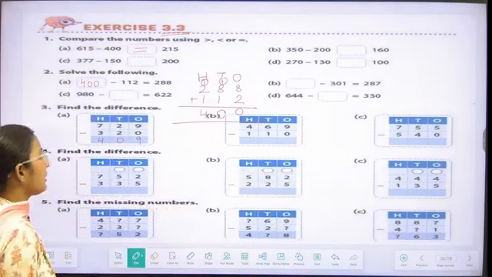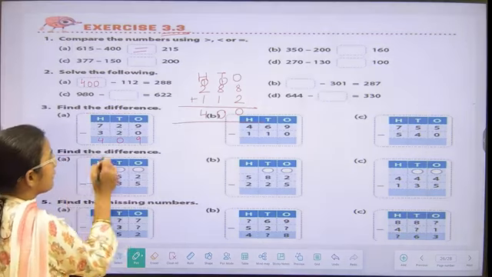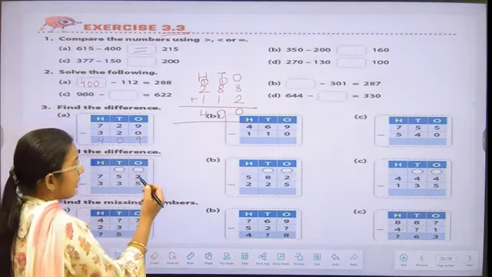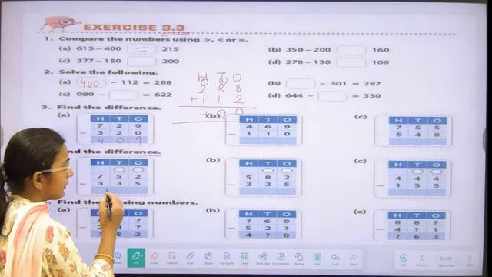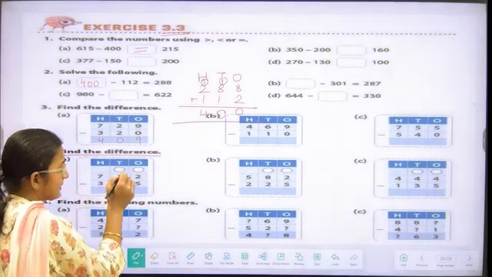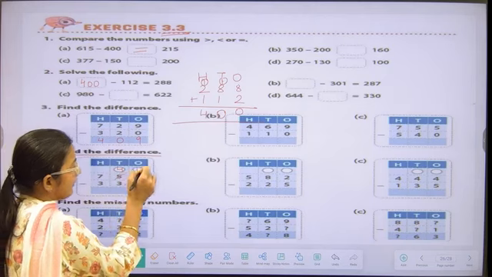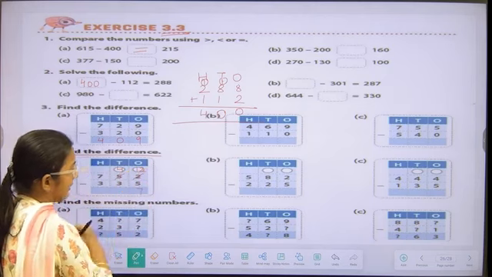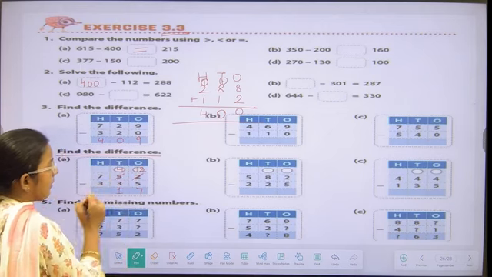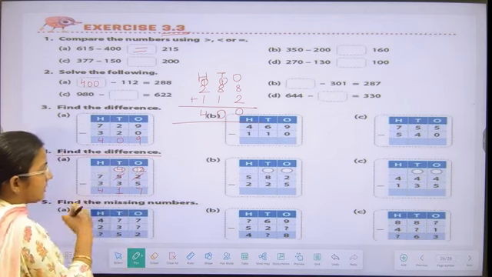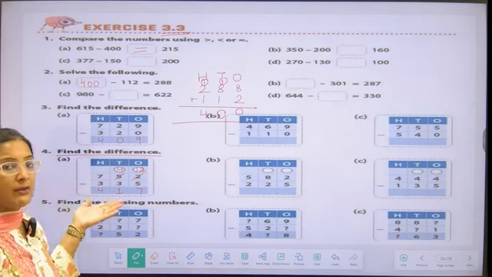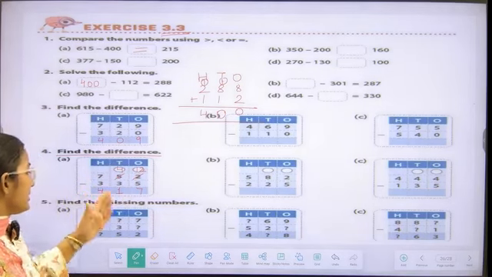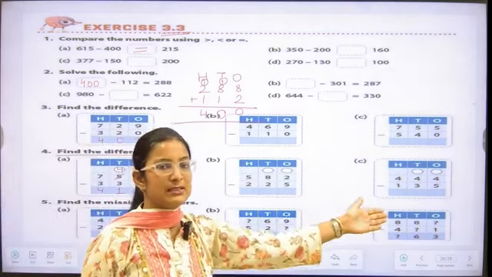Moving to the fourth one, we have to find the difference. Starting with the ones place, we cannot subtract 5 from 2. So we have to borrow from the tens place. So it will become 4, and the 2 becomes 12. 12 minus 5, I am getting 7. 4 minus 3, I am getting 1. 7 minus 3, I am getting 4. So we can say that our difference is 417, student. Similarly, you can attempt B and C parts.